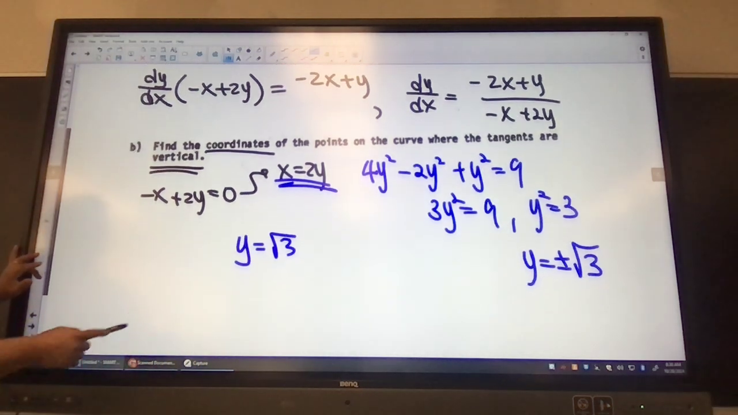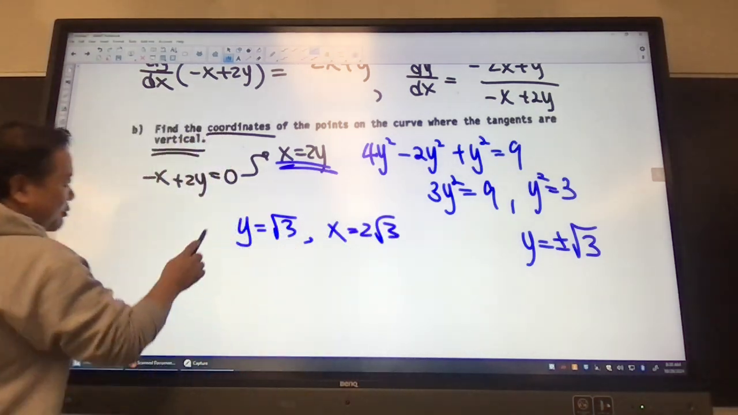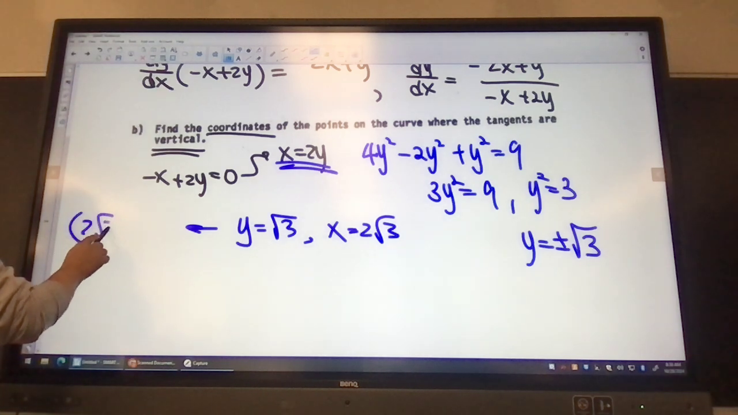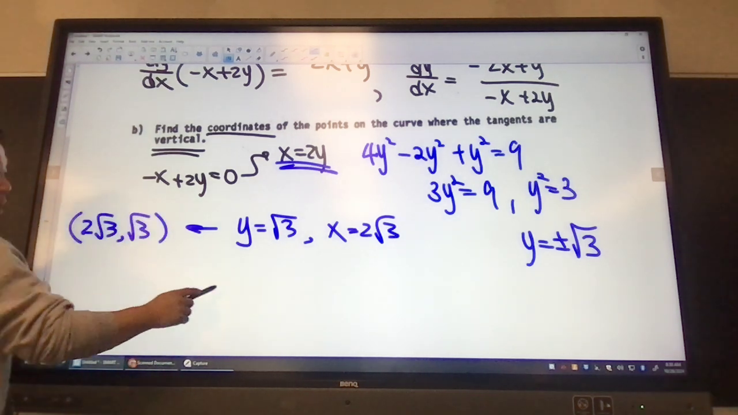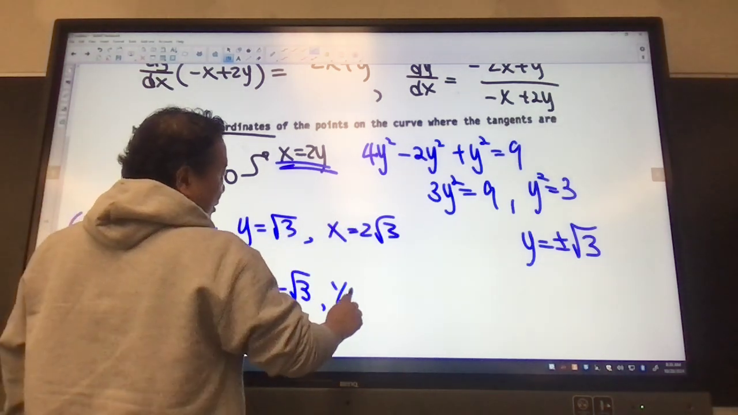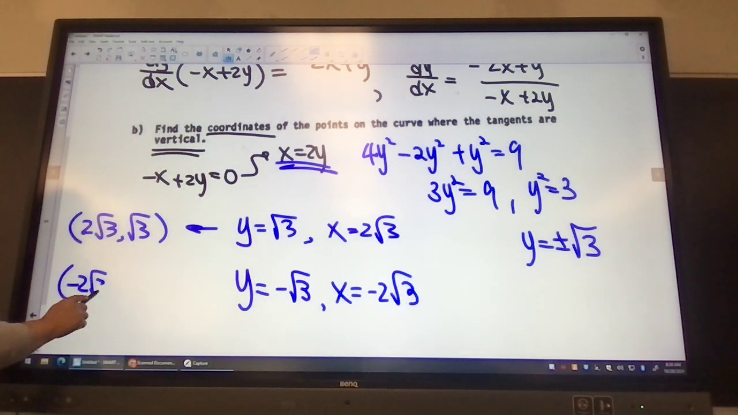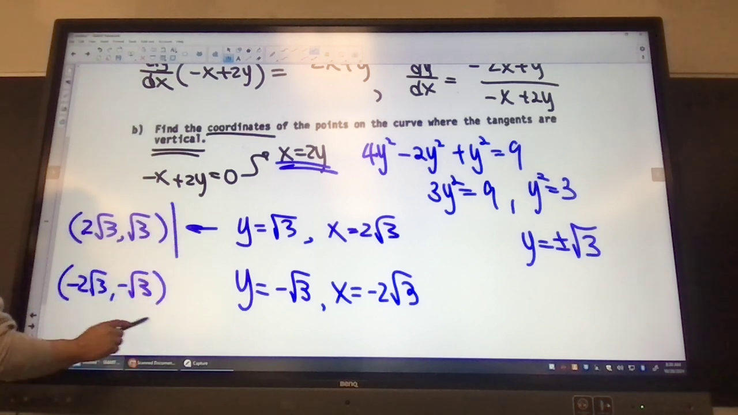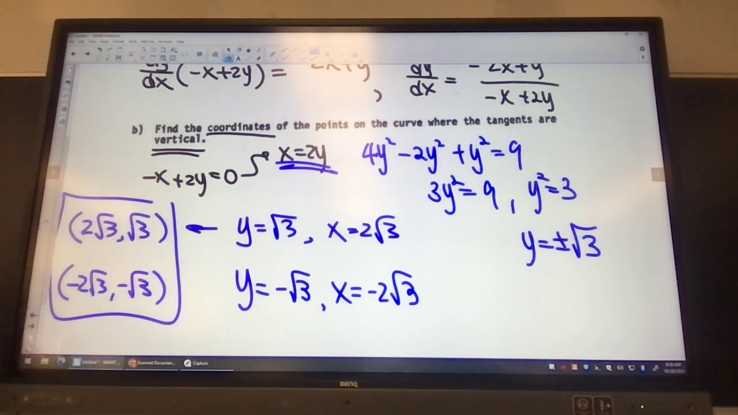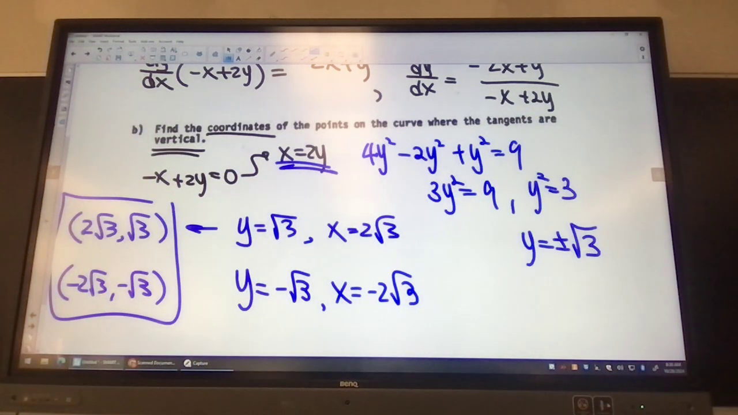So what do I end up getting, guys? When y equals radical 3, x has to be equal to double that. So 2 rad 3. So my first point will be 2 rad 3, comma rad 3. How about that, guys? And when y equals negative rad 3, just like what it says over there, x will be the negation of 2 rad 3. So my second point is this. So that becomes my 2 points with coordinates where the tangent lines are vertical. How about that, guys? Is it okay? So that's what I'm looking at.